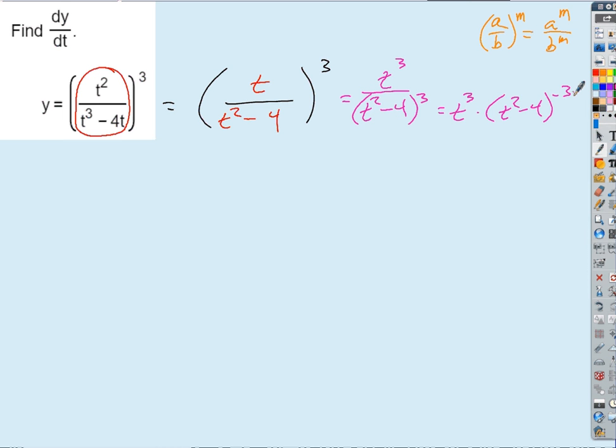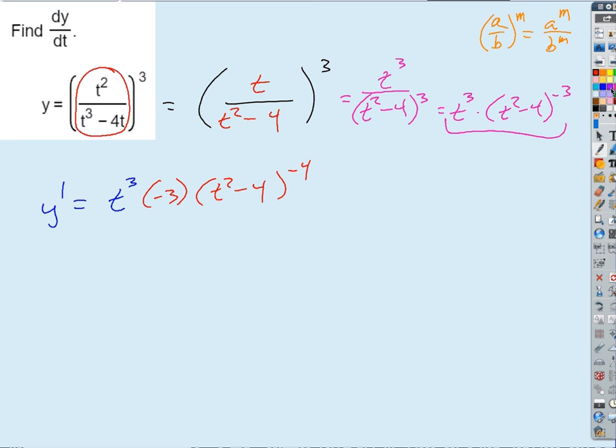Okay, so let's take it from here. How about if we go from that form right there, then what are we gonna get? So that's y. By the product rule, y prime is just gonna be t cubed times the derivative of that stuff. So what's the derivative of the quantity to the negative 3? Negative 3 and to the negative 4.